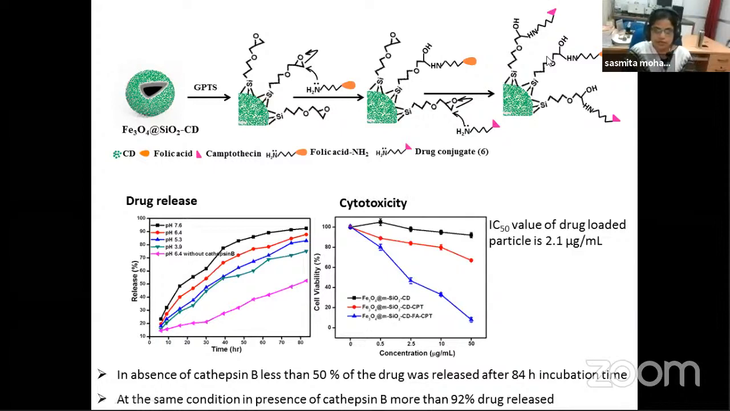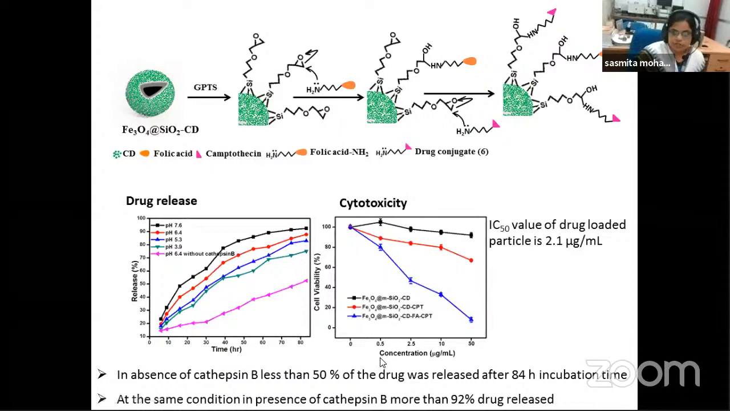Now, this folic acid will direct this theranostic to the folate receptor, and camptothecin will be released on the application of stimuli. That we studied in the drug release profile, and we observed that the release of camptothecin was highest at pH 6.something, I think 7.6, in the presence of an enzyme called cathepsin. It was observed that almost 90% of the drug was released from this theranostic particle.